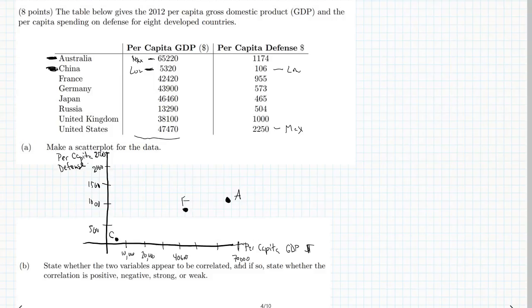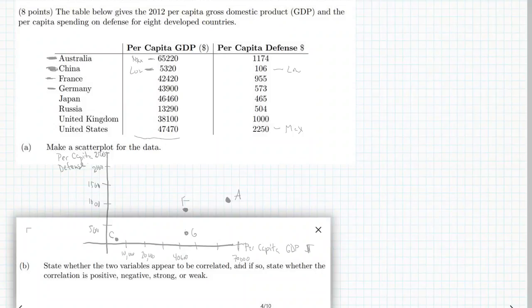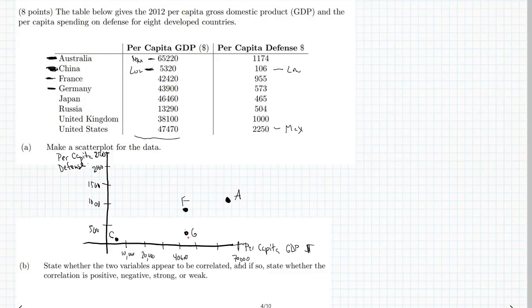All right, now, so Germany, 43,573, and so Germany would be maybe right in here. Japan, 46,465. Ooh, that's really close. So I'll put another dot just so we can distinguish. And Japan will probably be, whoa, didn't mean to do that. Japan is right about there.